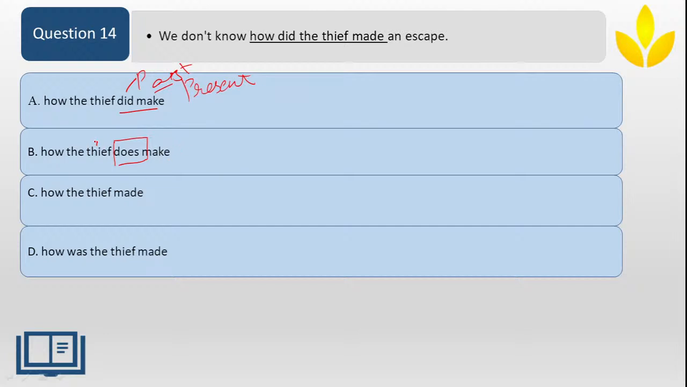Sentence wise, singular, this is also singular. If it is makes, as for singular, because does plus make will give you plural form makes. Even there is no word called makes, I think. So the correct option will be C. How the thief made an escape. How did the thief is not required. It is repetitive. Next question.